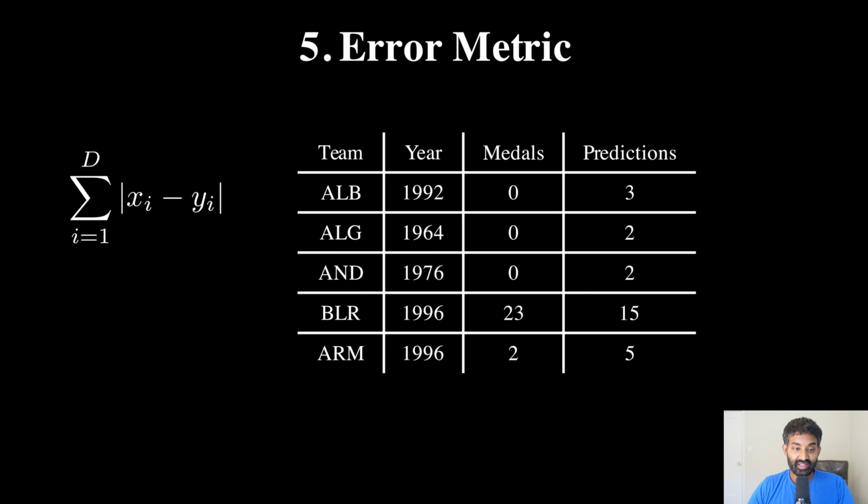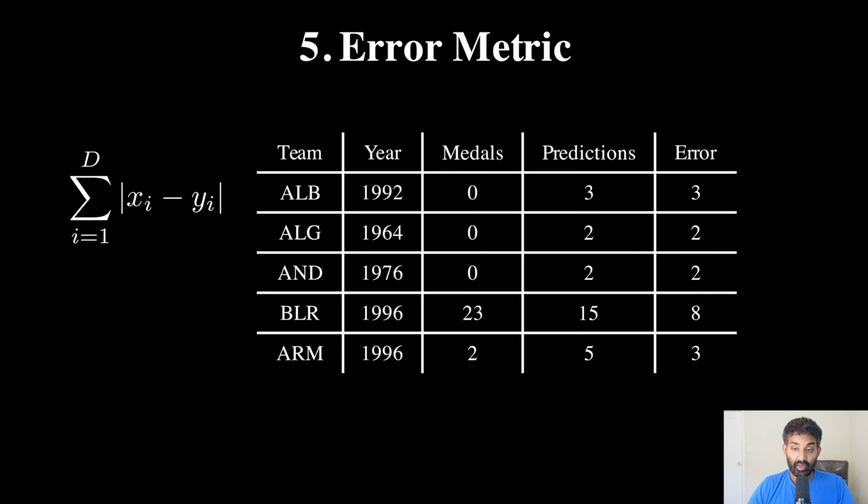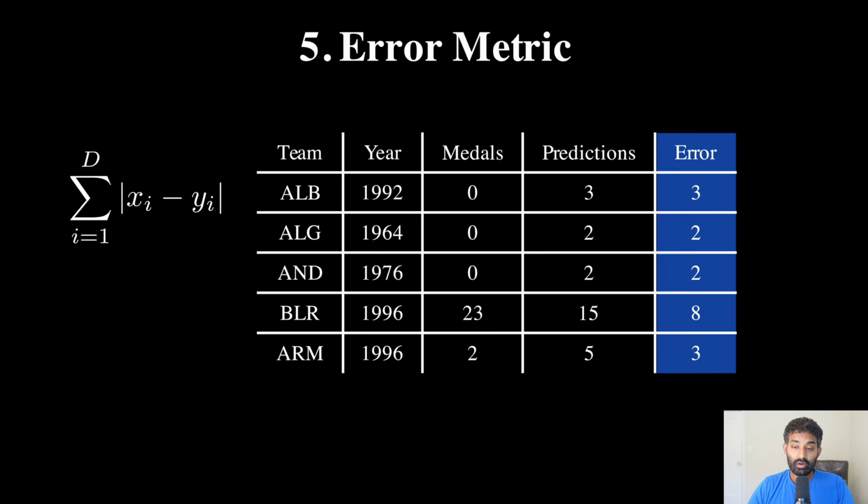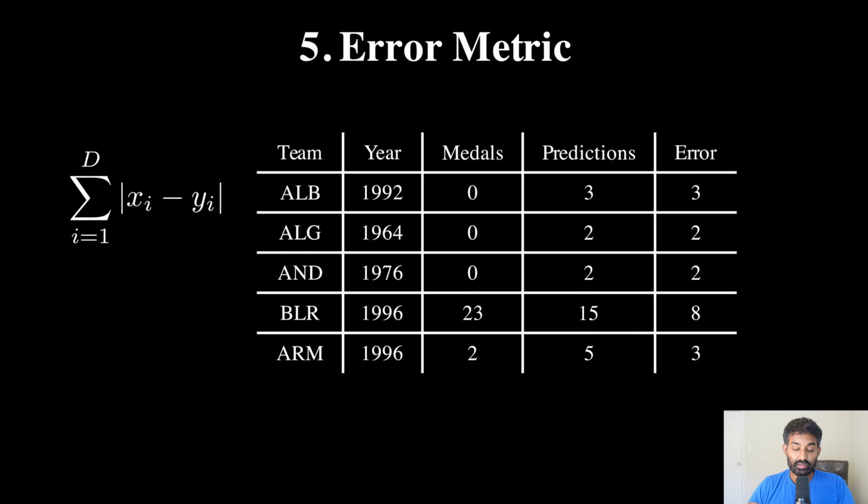So the formula can look a little complex, but I'll explain how it's actually going to work. I just added a column to our table called error. Error is just the actual medals, the value in the medals column, minus the predictions. And if there's a negative, we just drop the negative sign. That's creating the absolute error. So that's everything in the formula to the right of the sum sign, which looks like a big E.